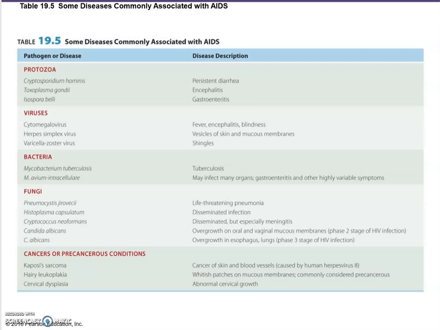Mycobacterium tuberculosis is also a big problem with people that have AIDS or HIV infection. Fungal infections that normally wouldn't bother you because you have a functioning immune system could all cause big problems, including Candida albicans, so not so good. And cancers, Kaposi sarcoma, would be a common cancer found in HIV infected people.